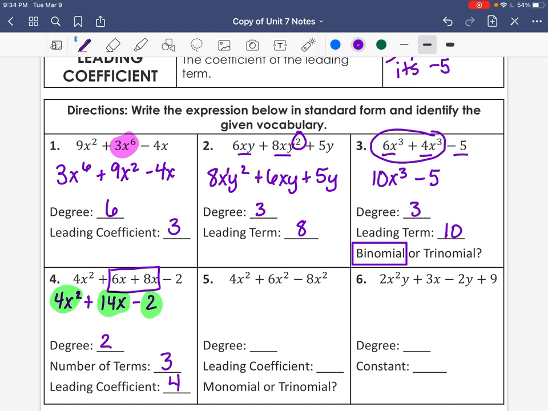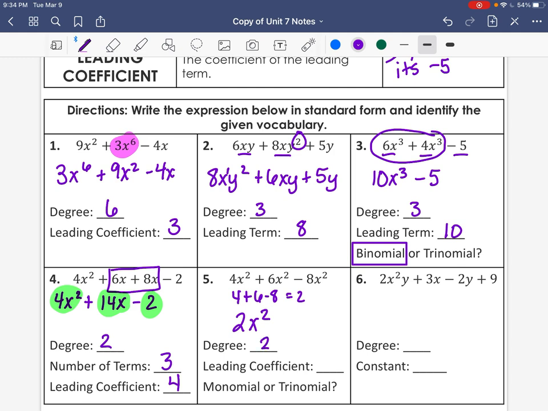All right, in number 5, we have 4x squared plus 6x squared minus 8x squared. They're all x squareds. So that means that they can all be combined. So when you combine, you're just adding together 4 plus 6 and then minus 8. So you can do that part in your calculator. So that part would be 2. That would equal 2. So that means your answer is going to be 2x squared. So when you combine all those x squareds, that's how many you have.